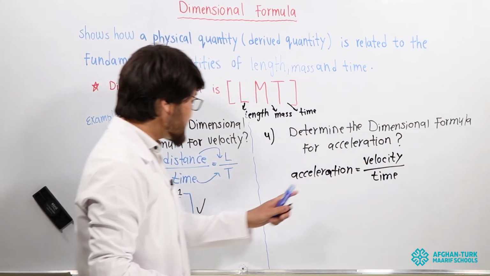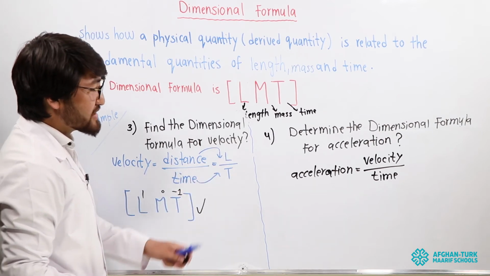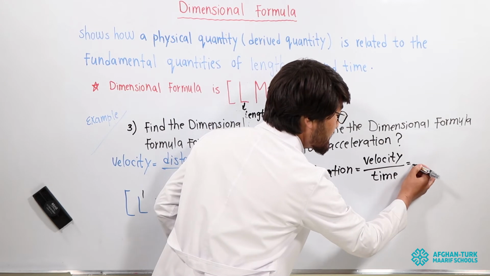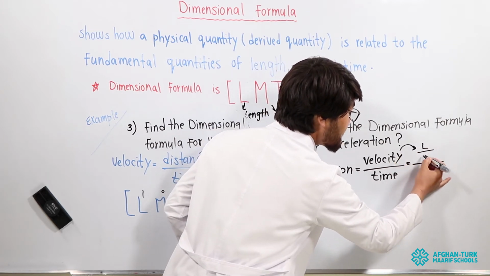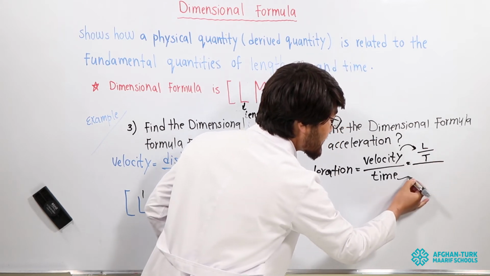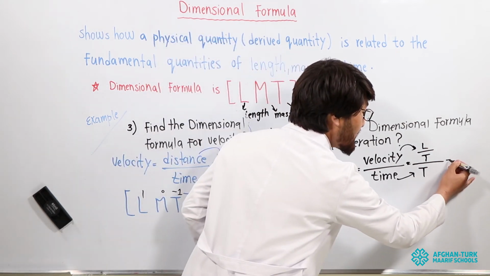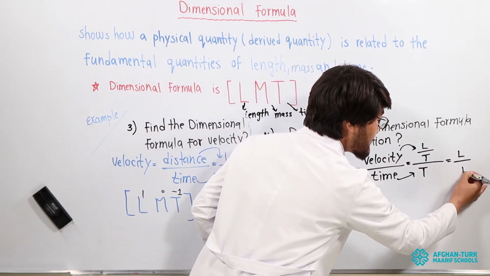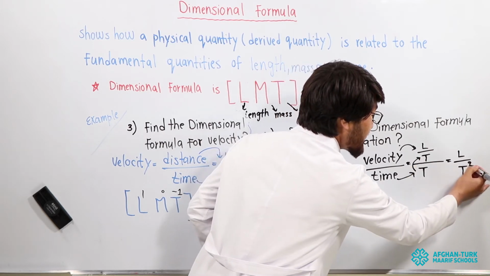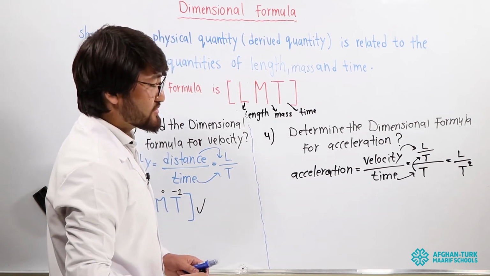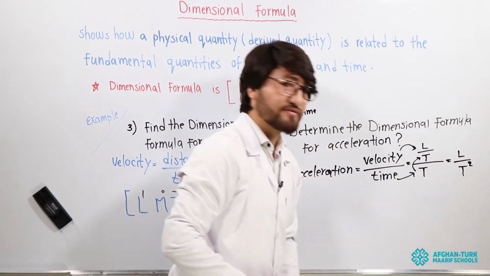You know velocity is distance over time, or we can write L over T. I will write here, instead of velocity, L over T. And time we represent by T. Now, what is the answer? L over what? We multiply T by T, T to the power of 2. What is acceleration? L over T to the power of 2.